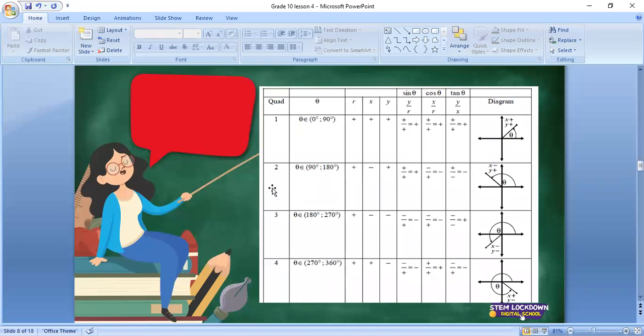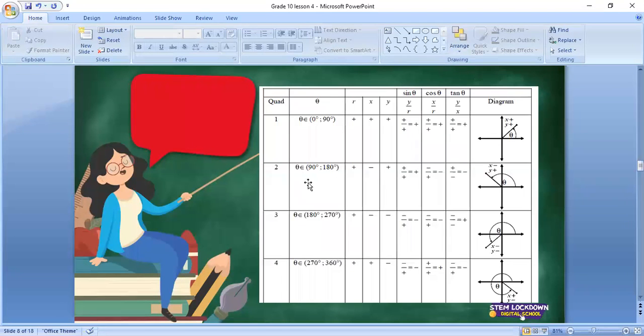And then for the second quadrant, the angle is between 90 degrees and 180 degrees, so theta must be an element of 90 degrees to 180 degrees. In that case, your R is positive, your X is negative, but your Y is positive. So what is sine? The opposite over hypotenuse. Positive divided by positive will be positive.